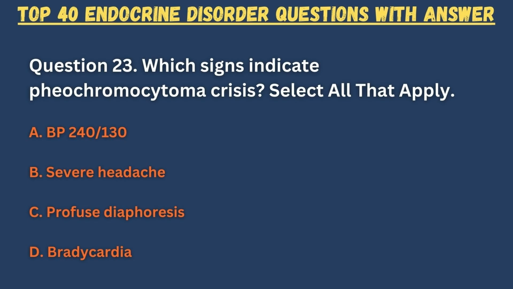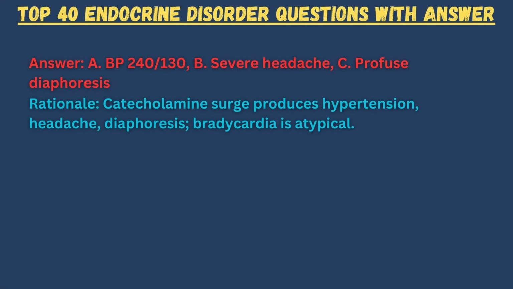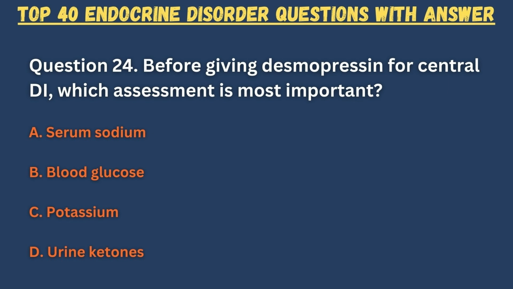Question 23. Which signs indicate pheochromocytoma crisis? Select all that apply. A. Blood pressure 240/130. B. Severe headache. C. Profuse diaphoresis. D. Bradycardia. Answer: A. Blood pressure 240/130. B. Severe headache. C. Profuse diaphoresis. Rationale. Catecholamine surge produces hypertension, headache, and diaphoresis. Bradycardia is atypical.